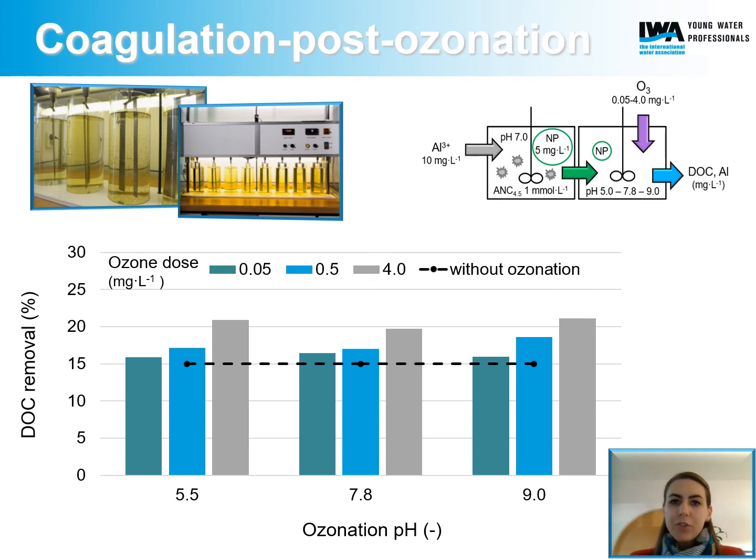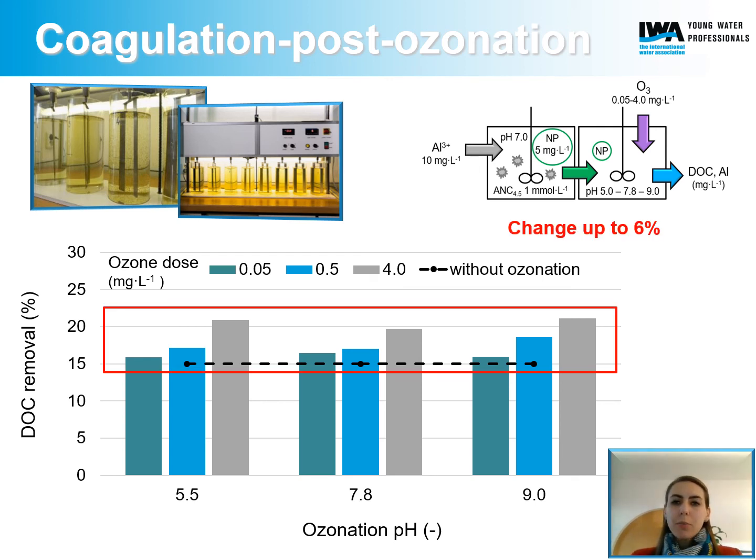As the last step, we tried to ozonate the non-proteinaceous fraction after coagulation. The removal efficiency of coagulation itself was only 15%, but coagulation with post-ozonation increased the removal efficiency by another 6%. It was probably caused by the mineralization of low molecular weight compounds which were present in the sample after coagulation. The highest removal efficiency was probably caused by the reaction of non-selective radicals in alkaline conditions.